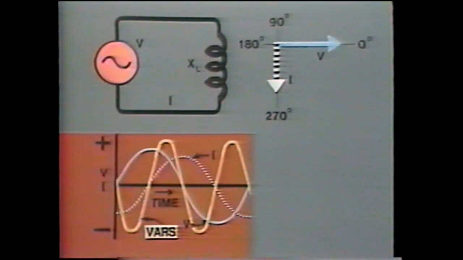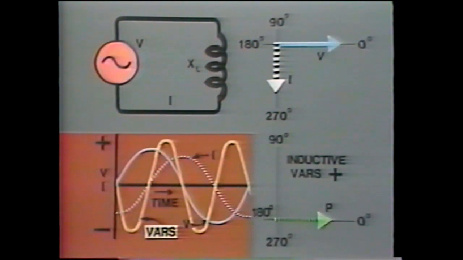So we give it the name reactive power, or volt-amperes reactive. This is abbreviated as VAR, or simply VARS. Let's look at this on a vector diagram. By convention, active power is drawn at 0 degrees. We can represent inductive VARs on a vector diagram like so.